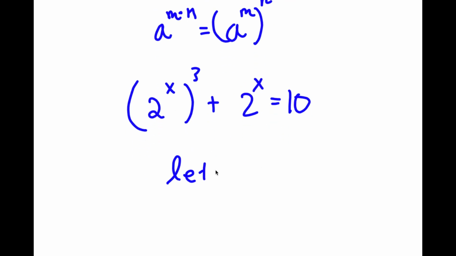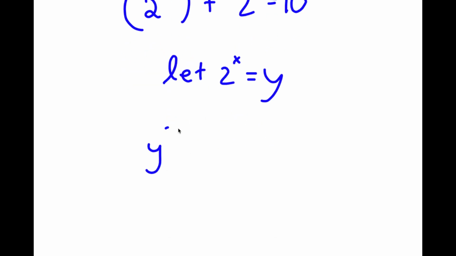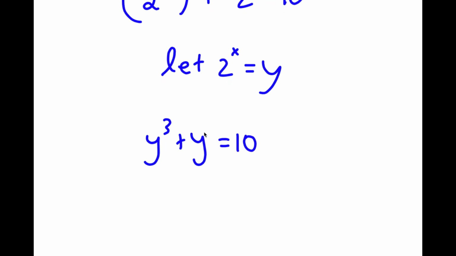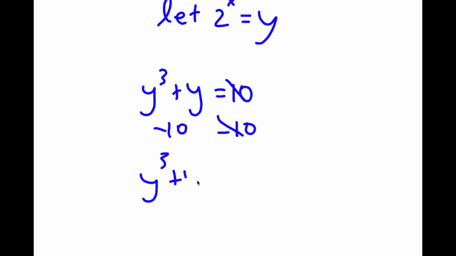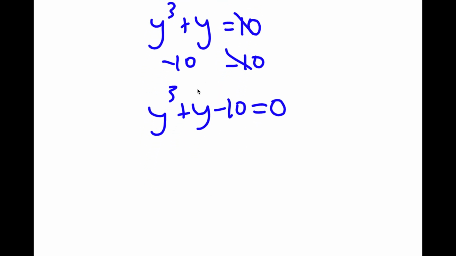Now I'm going to let 2 to the power of x equal to the variable y. So now I have y to the power of 3 plus y is equal to 10. Now if I subtract 10 on both sides, I get y to the power of 3 plus y minus 10 is equal to 0. And I'm actually going to rewrite y here as 5y minus 4y.